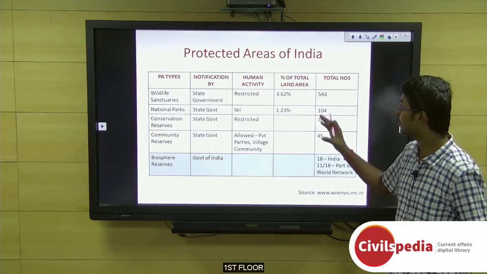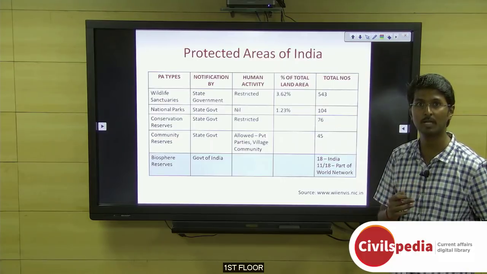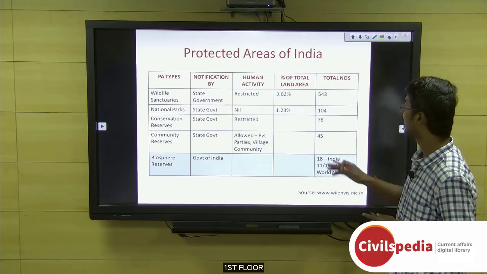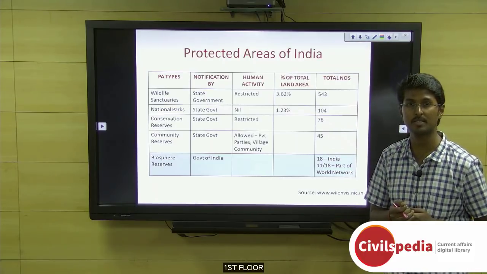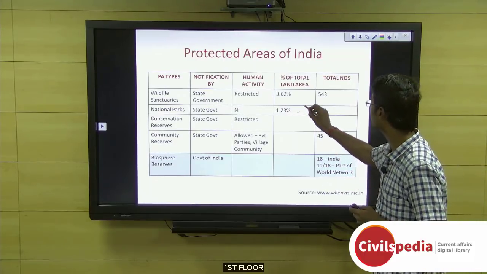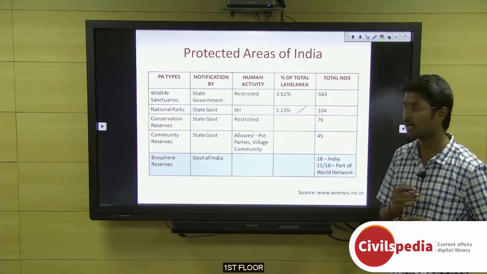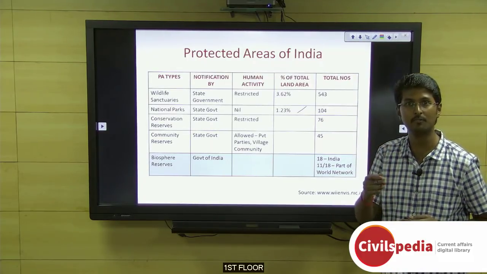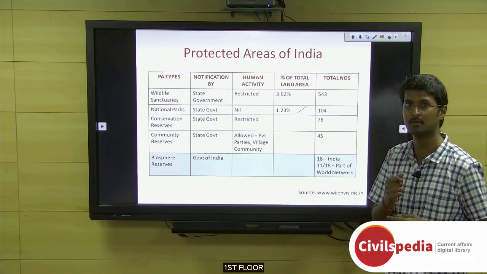Coming to national parks, they are again declared by the state government, and the protection is so strict that human activity is entirely restricted in the entire national park. They comprise 1.23% of the total landmass of India, and there are about 104 national parks. Madhya Pradesh is the state which has the highest number of national parks.